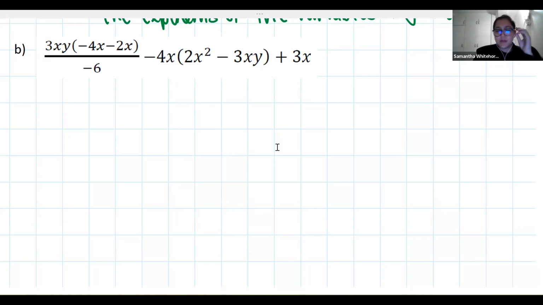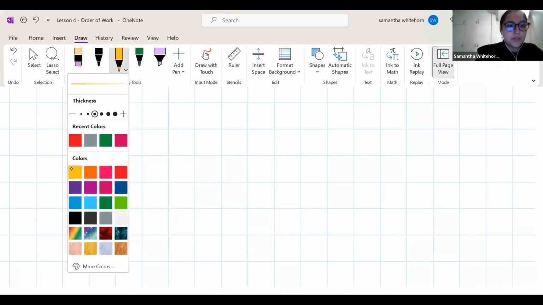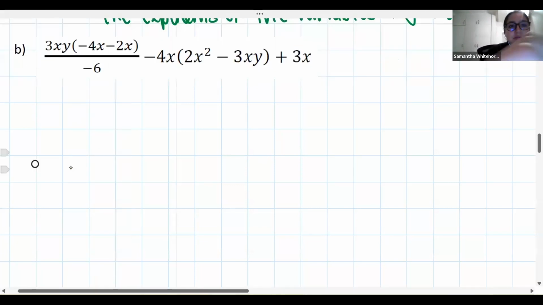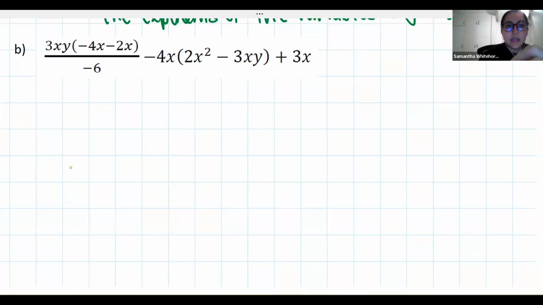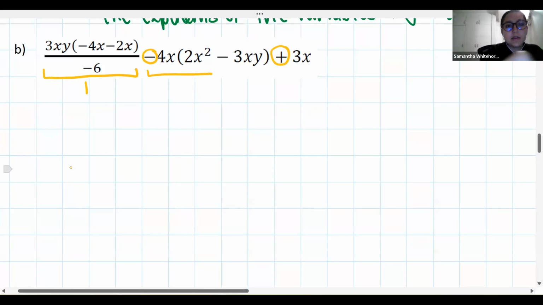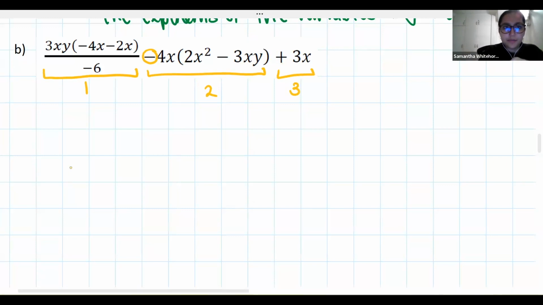Good, grade 8. Well done. We're getting the hang of terms. Alrighty, please remember, let's not spam the chat. So we have indeed got 3 terms here. Remember, I ignore all the signs that are in the fraction or in the bracket. So the only signs I care about are these two that I'm circling, which means that they are separating terms. So here's my first term. Second term is the distribution. Third term is just that little 3x all by itself.